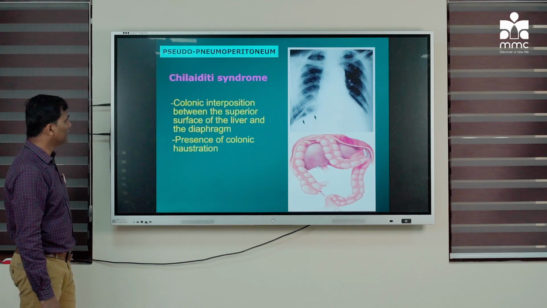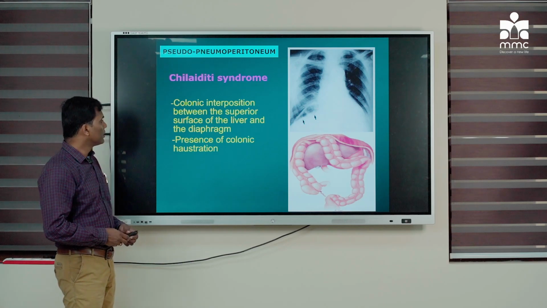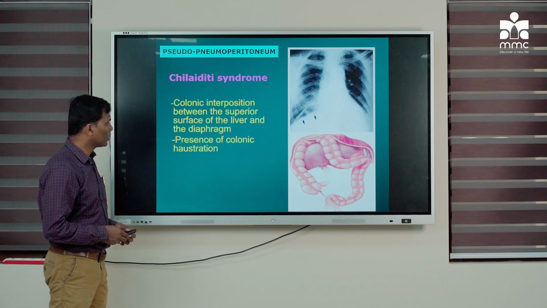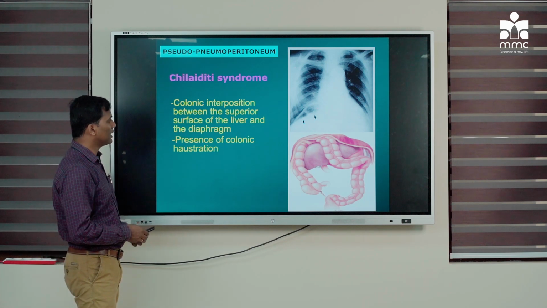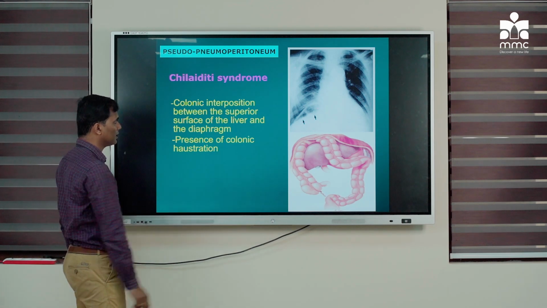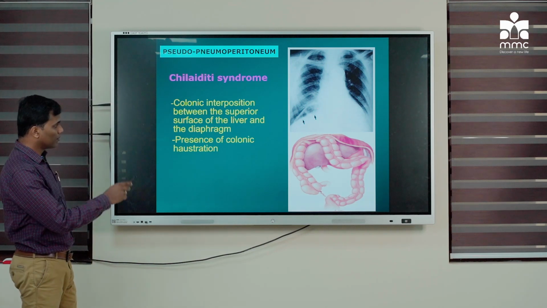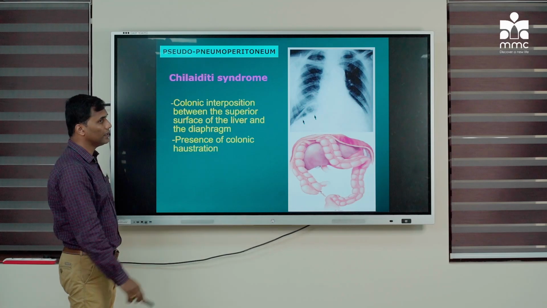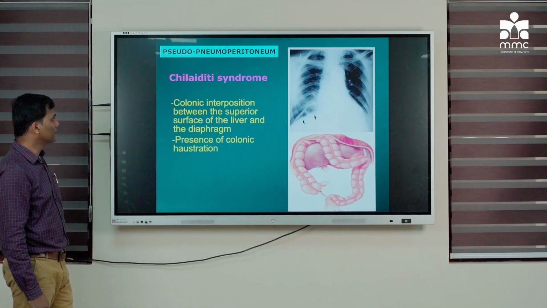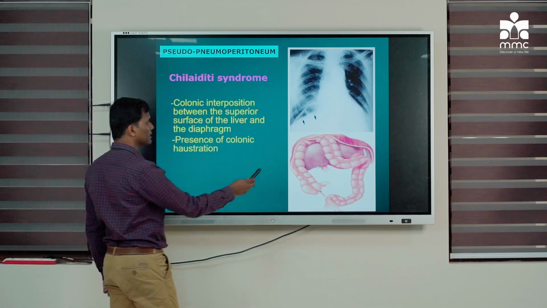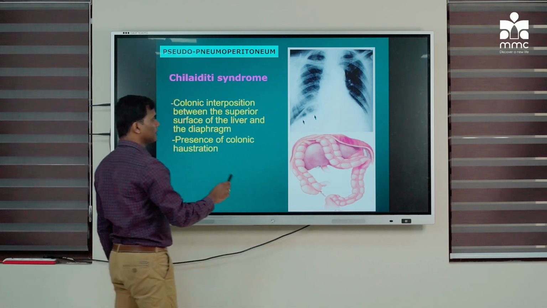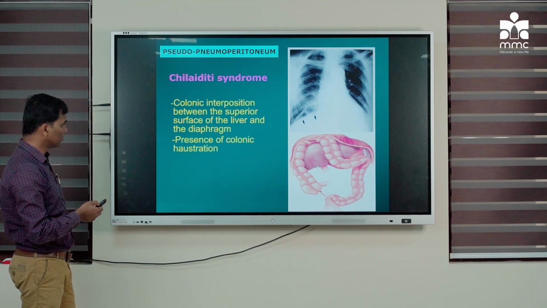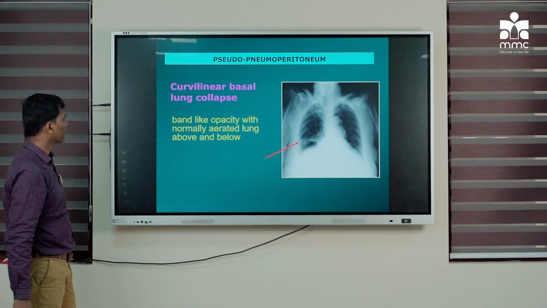So Chilaiditi syndrome. What is Chilaiditi syndrome? It is when there is interposition of colon between the liver and the right hemidiaphragm, like in the image. The colon may contain air, and that air may appear like air under the diaphragm. The difference is you can see the haustrations, unlike pneumoperitoneum where the air will be a homogeneous lucency.